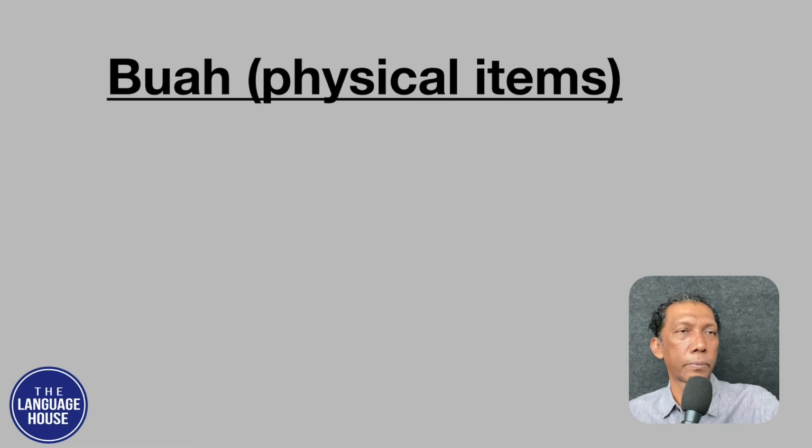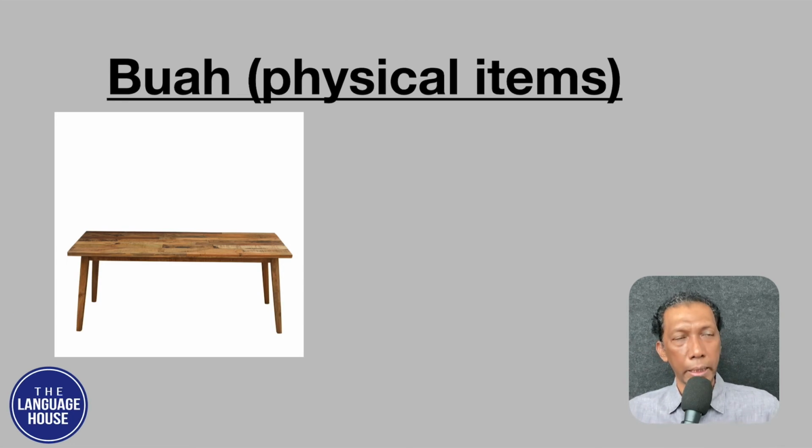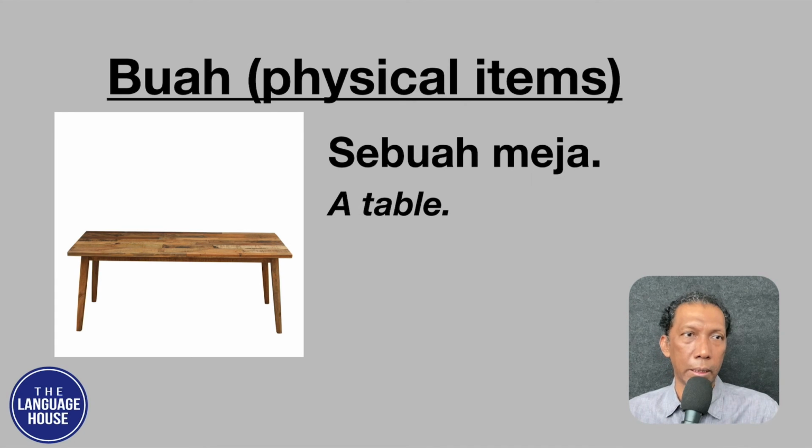How about another one. This is a table. A table in Malay is meja. One table. A table for one item is always sebuah meja. Sebuah meja. Here is se, it means a. And then buah is the counter, and meja is table. Sebuah meja. So that is the physical item.